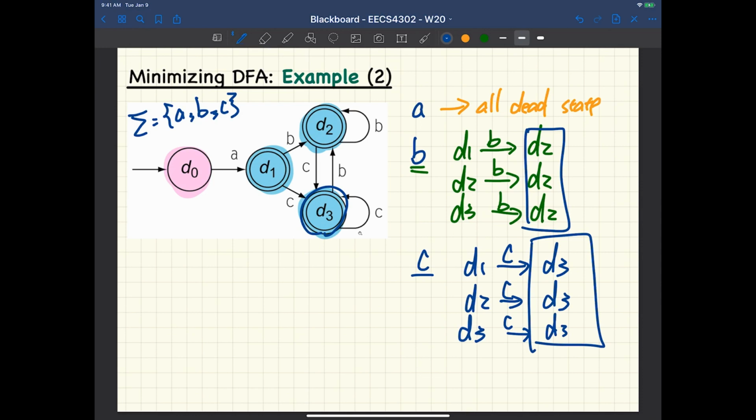Yes, question. Wouldn't we still be minimizing this since we're summarizing each set into one node? Basically, think of it this way.